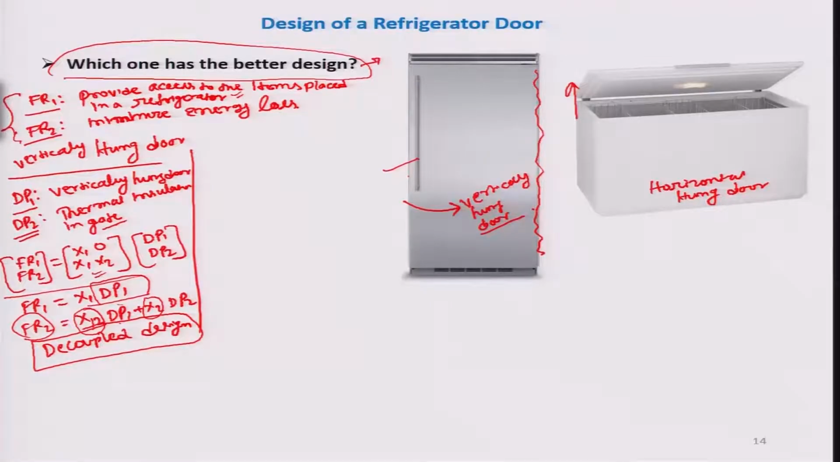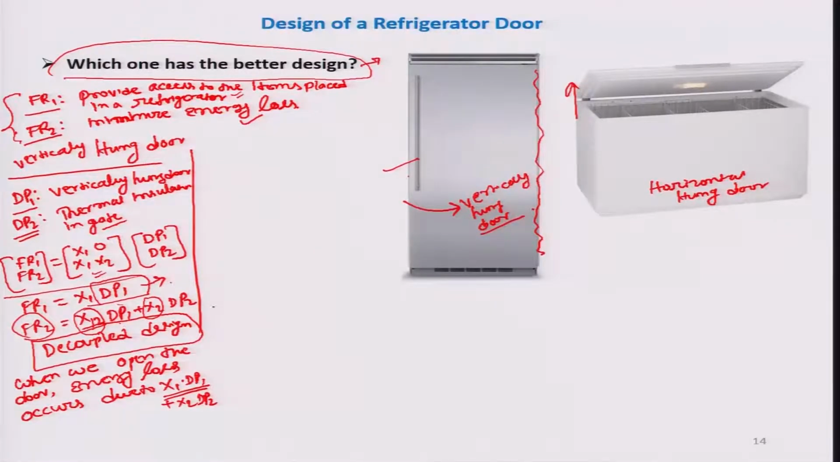However, when we open the door, what will happen? Energy loss occurs due to x1 into dp1 plus x2 dp2. So, to fulfill functional requirement 2 and functional requirement 1 simultaneously, this one you will have to make fixed, and then only your FR1 and FR2 will become independent.